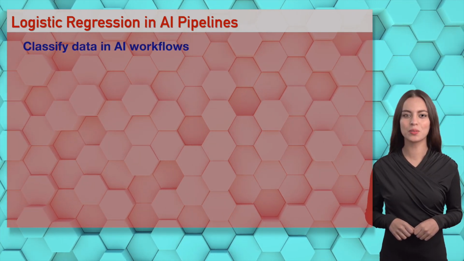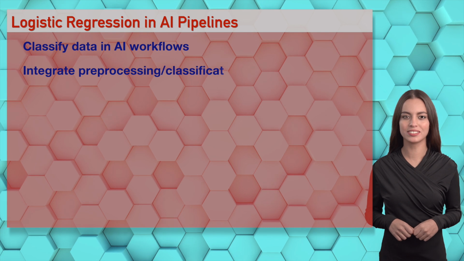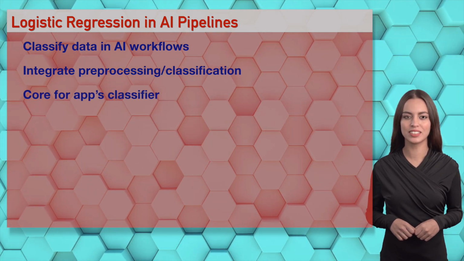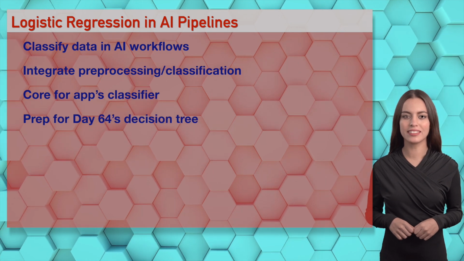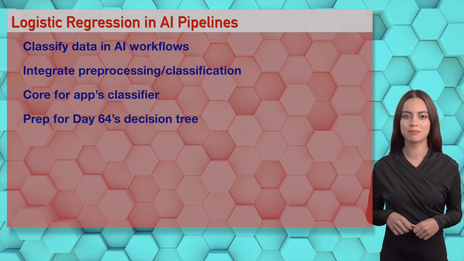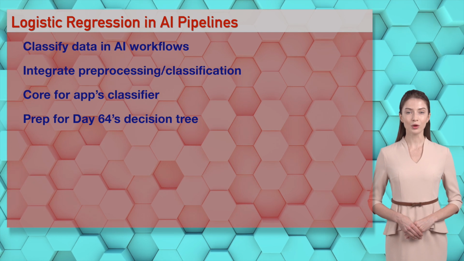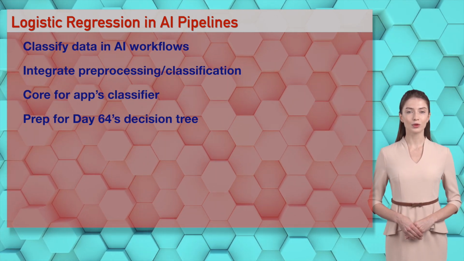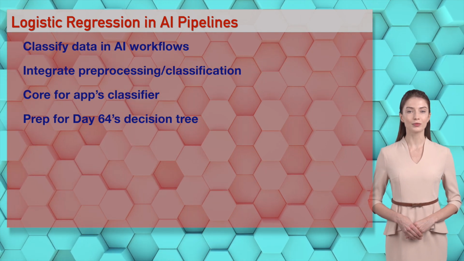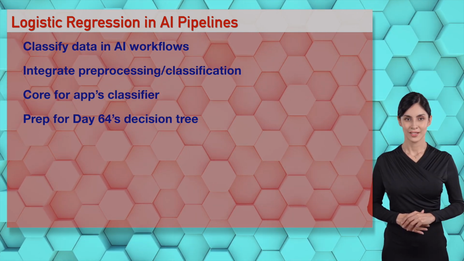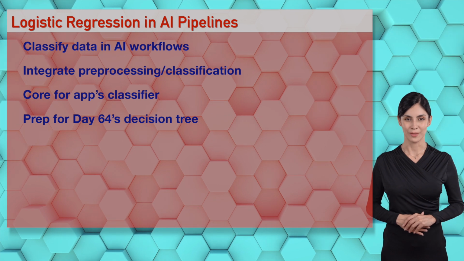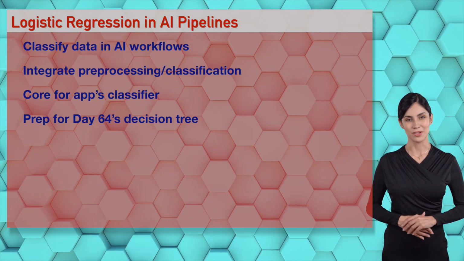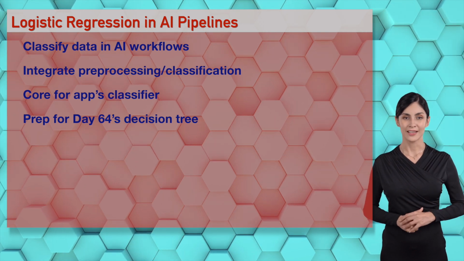Wizards, Logistic Regression powers AI pipelines, classifying data for apps like AI Insight Hub. It's foundational. Your skills are ready for day 64's decision tree. Irene's right. Logistic regression integrates data prep and classification, ensuring robust app workflows. Use it for reliable predictions. Oh, Irene. Isabella, classification's critical in AI pipelines, darling. It predicts sexily. Your day 63 skills make AI irresistible. Classify like pros.